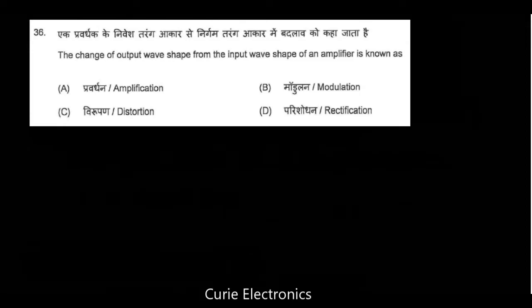The change of output wave shape from the input wave shape of an amplifier is known as, all of us know, the distortion. Because if you give a sine wave input to an amplifier, we should get the same shape sine wave at the output, not the distorted. So change in the shape of the signal is known as distortion.